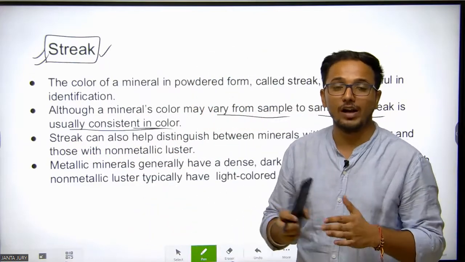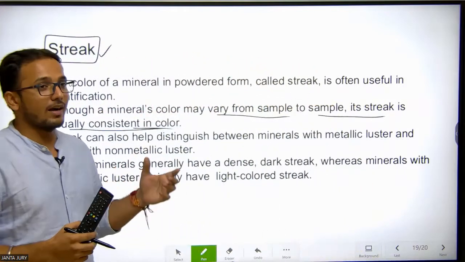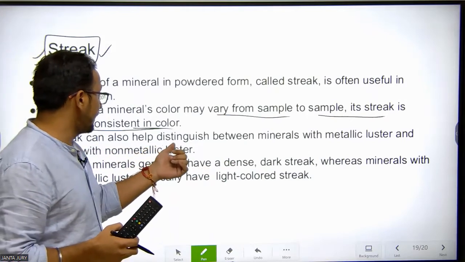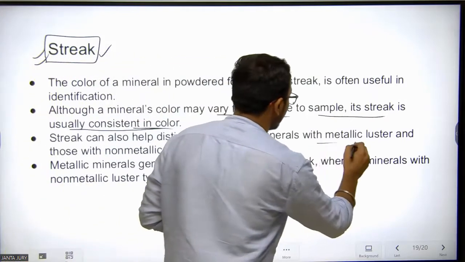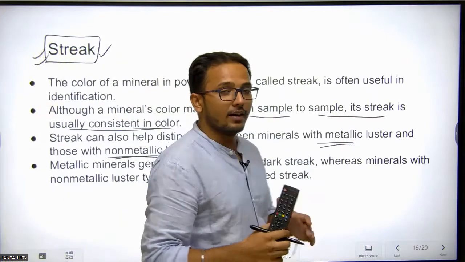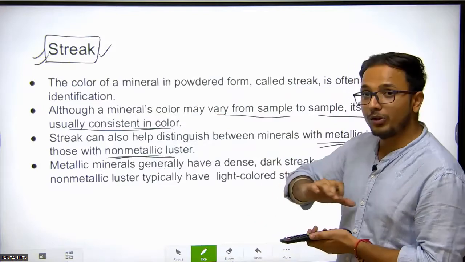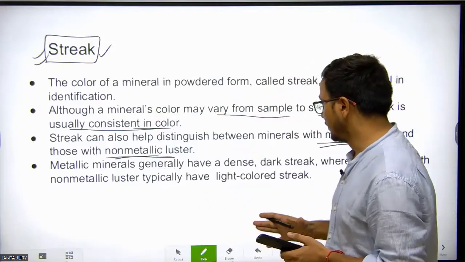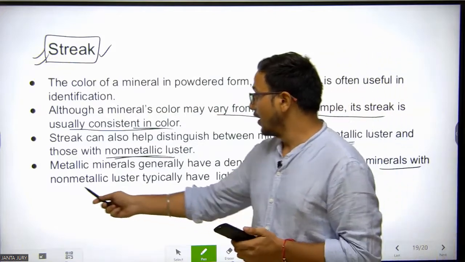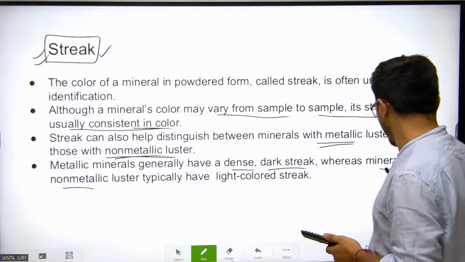For example, quartz has the ability to show different colors, but quartz does not give a streak, which we will understand later. Streak can also help distinguish between minerals with metallic luster and non-metallic luster. How can we identify metallic and non-metallic? Whenever a metal is rubbed on the streak plate, it gives a dense, dark streak, but minerals with non-metallic luster typically have a light-colored streak.